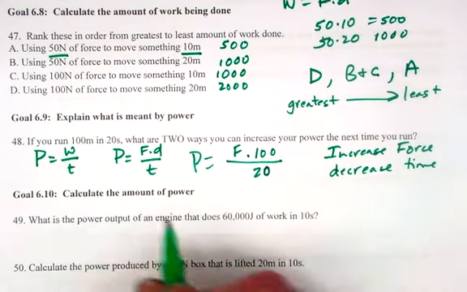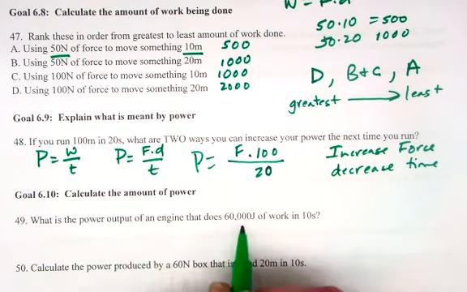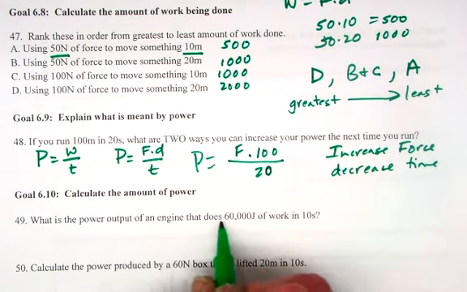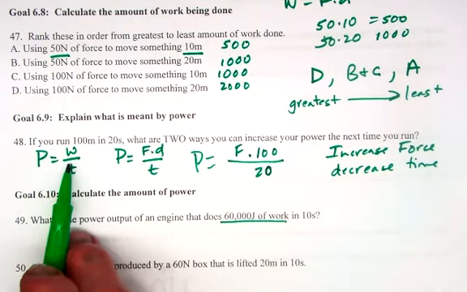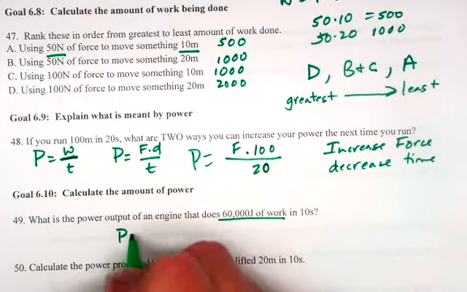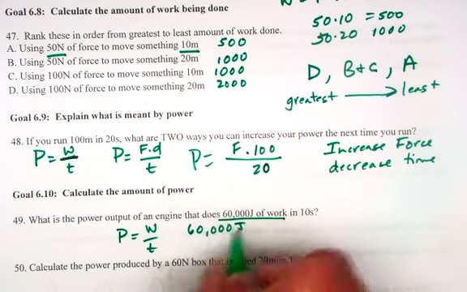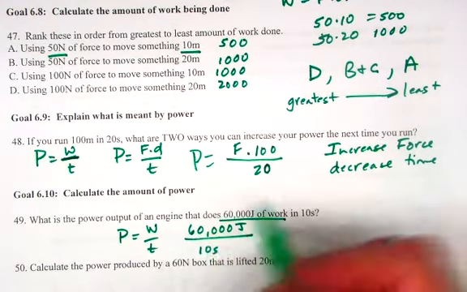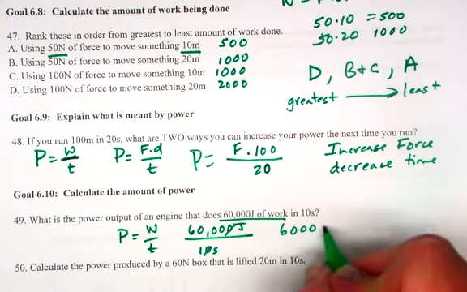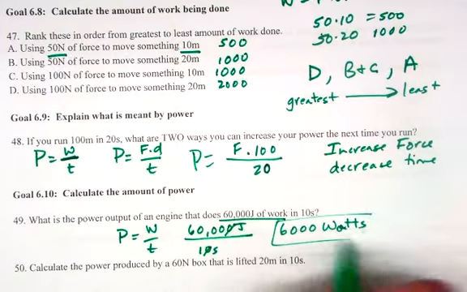All right, calculating power, we're going to use these two equations. So what's the power output of an engine that does 60,000 joules of work in 10 seconds? So that is work. So we're going to use this equation because it's written just how we need it. It's got work there. So power is work over time. 60,000 joules is the work. 10 seconds is the time. The zeros cancel out, and you have 6,000 watts. Watts is the unit of power.